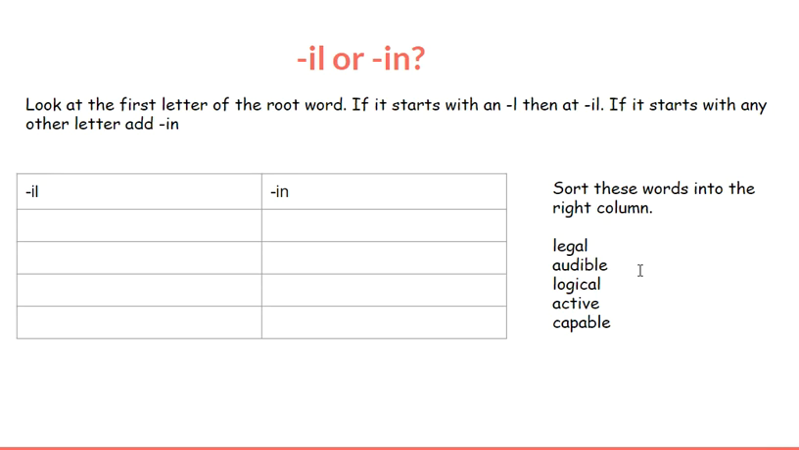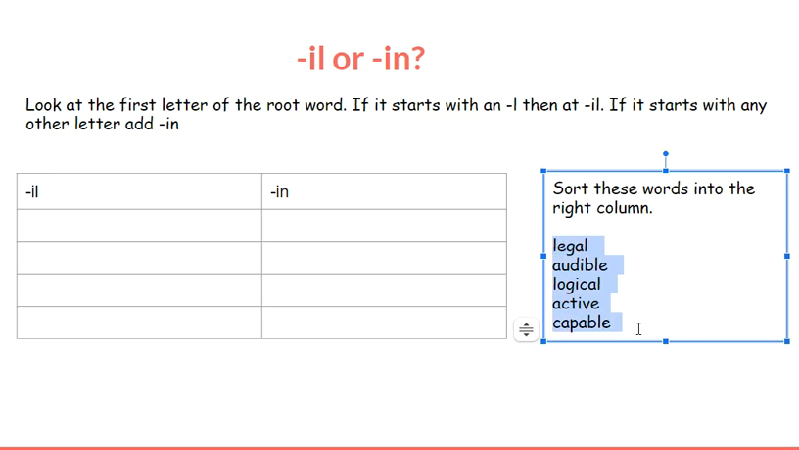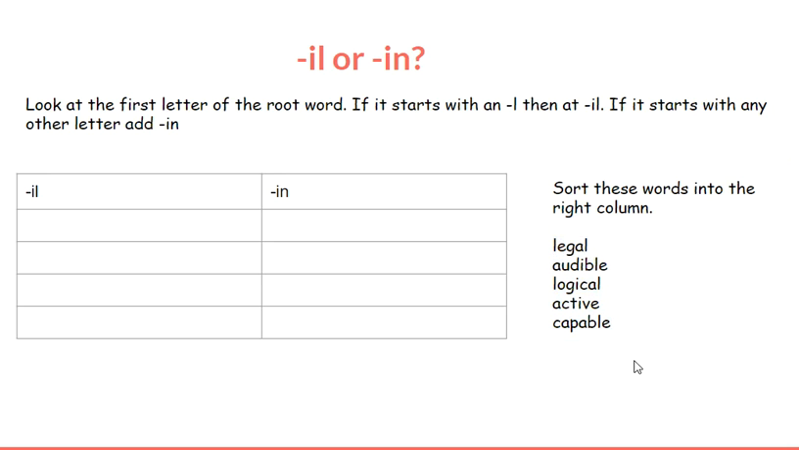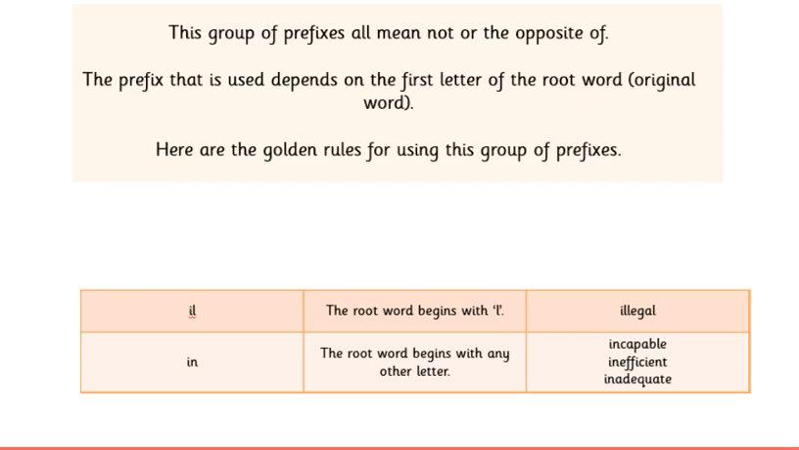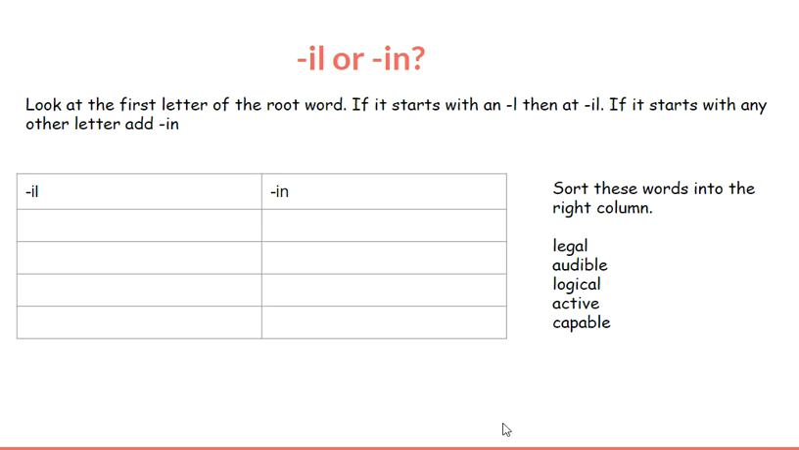Here I want you to have a go at sorting these words into the right column, thinking about the rule, whether you add il or in. If you're not sure on the rules, I'll show you this bit again, you can pause the video here to remember. We add il when the root word begins with an L, and in if the root word begins with a different letter. So going back here, pause the video, have a go. You could either do it on paper or you could just think about where it would go, maybe tell an adult or tell somebody at home. So legal, would it become illegal or inlegal?